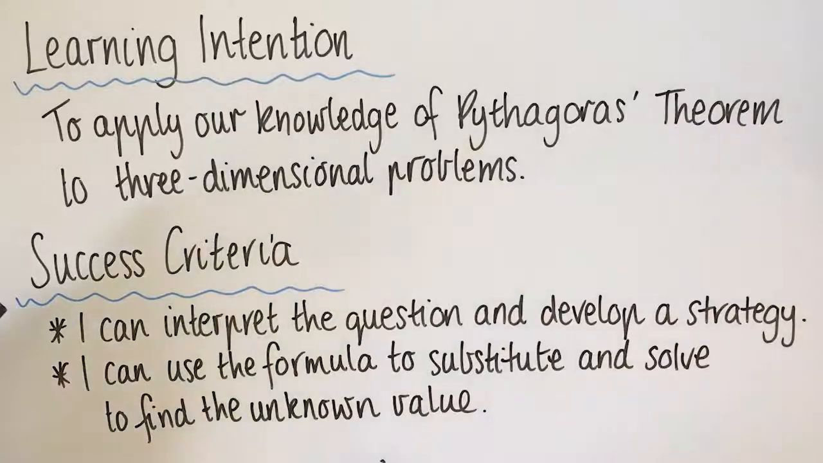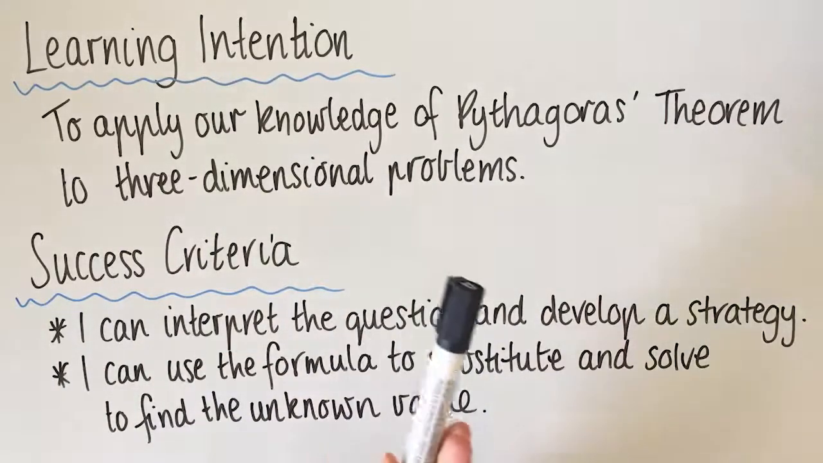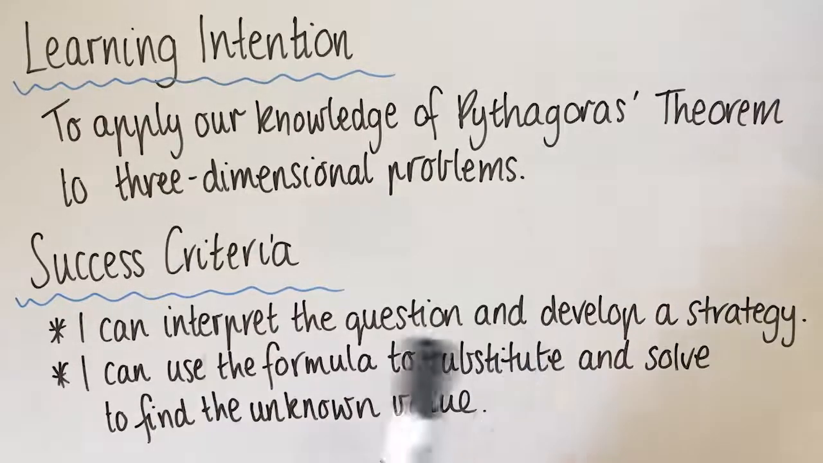And the success criteria is to be able to interpret the question and develop a strategy. That's the key part of this, is actually understanding what the question is asking you to do. And then it's just the same as what we've been doing. So using the formula and substituting and solving, and then that'll help you find the unknown value.